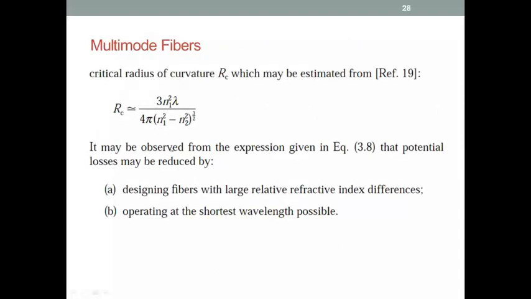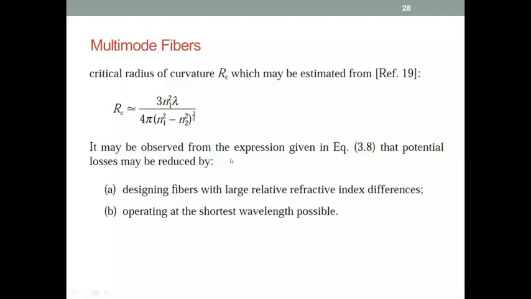Multi-mode fibers have a different radius of curvature, and single mode fibers have a different radius of curvature as well. So the critical radius RC, how much it can be bent in such a way that it can avoid any signal loss, can be given by this particular equation: RC = 3 n1 square lambda divided by 4 pi (n1 square minus n2 square) to the power 3 by 2, which can be estimated.